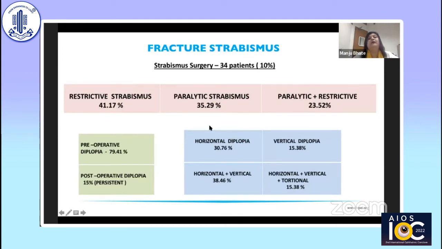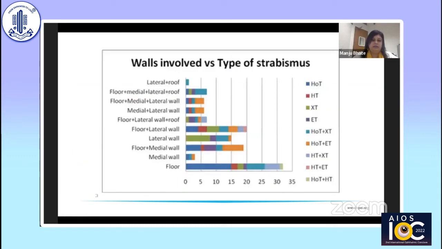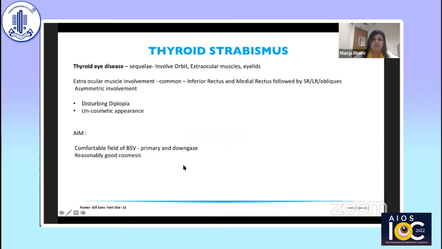Looking at the cases that went on to needing surgery, there were about 34 patients, almost 1/10 of the cohort, that underwent surgery for strabismus. And the preoperative diplopia from almost 80% was reduced to 15%. And again, the cases were a mixed bag of restrictive as well as paralytic strabismus. So again, this is just about the walls and the type of strabismus involved, and the detailed paper is online if anyone's interested. Moving on, the next common restrictive strabismus that we see is the thyroid strabismus.